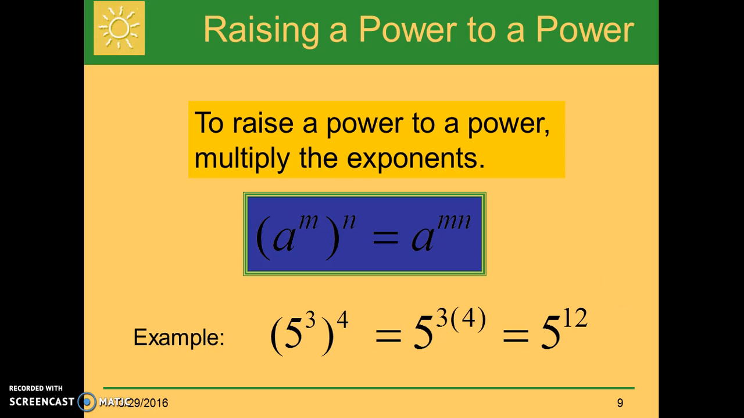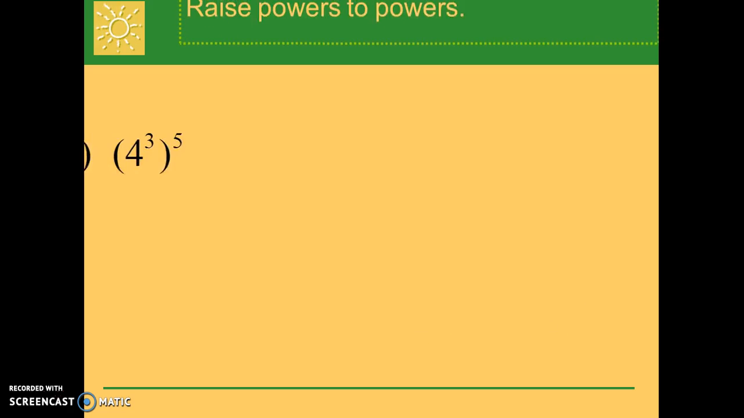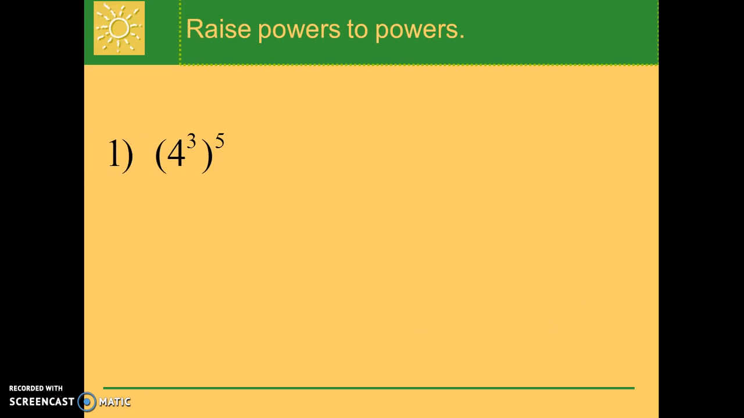All right, so we got 3 more examples in our notes to do. Okay, the first example says 4 to the 3rd to the 5th power. So again, keep that base of 4 and then just multiply those exponents together. So 3 times 5 makes 15. So it's 4 to the 15th power.